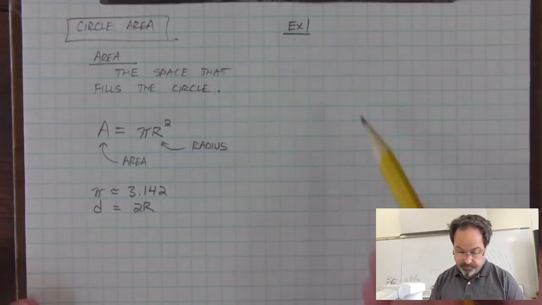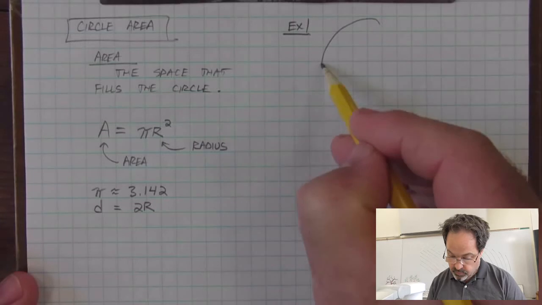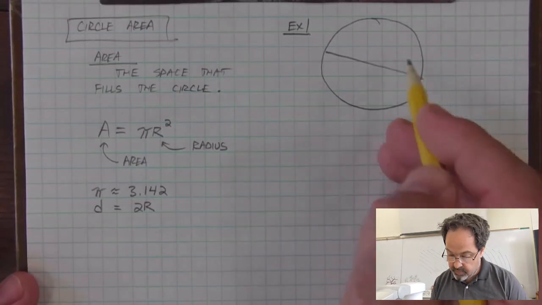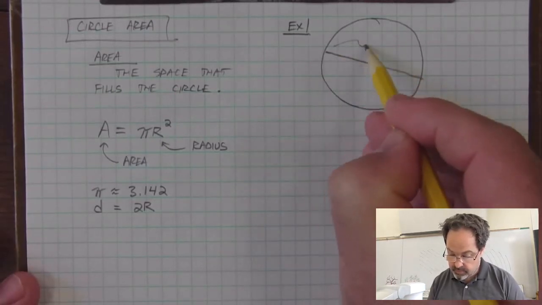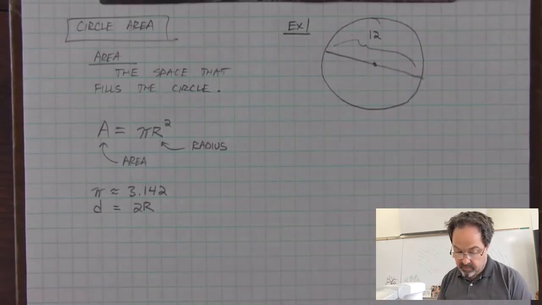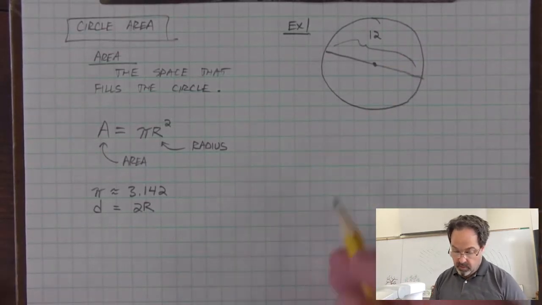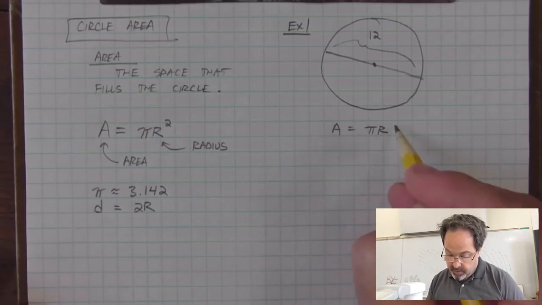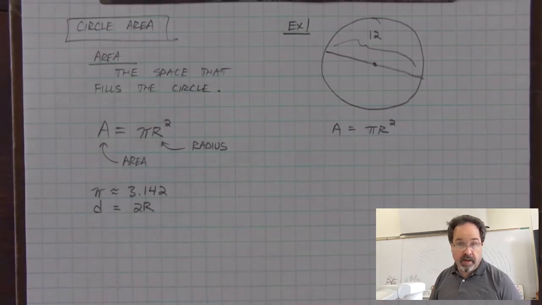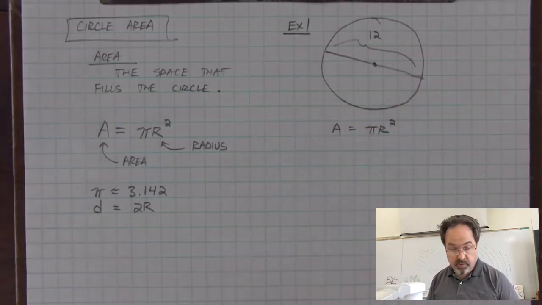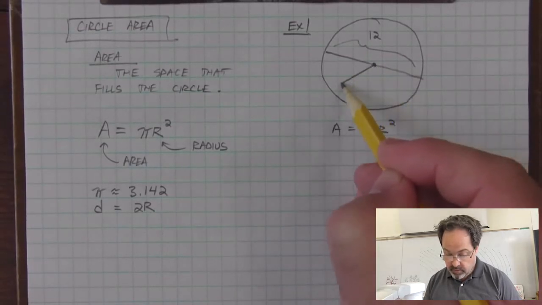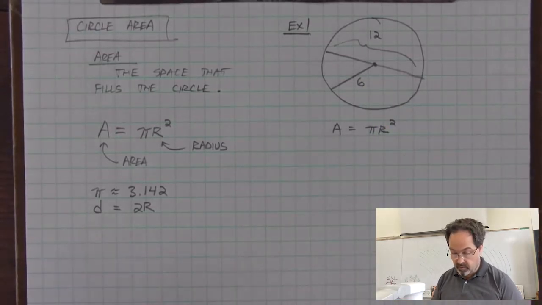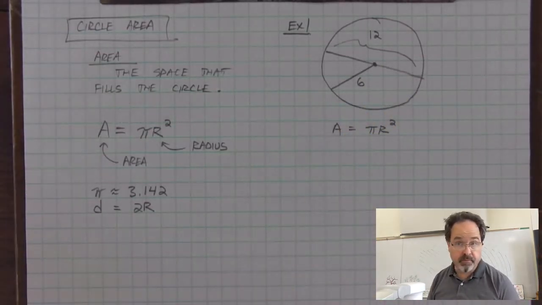Let's have an example. We could draw a circle and be given the diameter of the circle. Let's imagine the circle's diameter is 12. We can calculate the area of the circle. Area is equal to pi times the radius squared. We don't have the radius immediately, but we can use the diameter to find the radius. I'm going to draw a radius, and the radius will be half the diameter. If I know the diameter, I can find the radius by taking half of it.